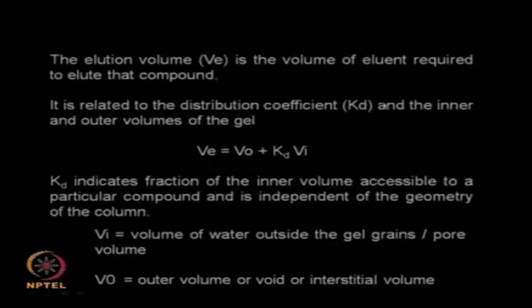Now Kd depends upon the geometry of the column, geometry of the packing and so on actually. So for different values of Kd the elution volume can change. So Kd can be 0 or Kd can be 1 or Kd can be in between 0 and 1 and so on actually.